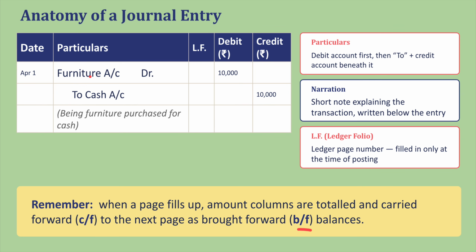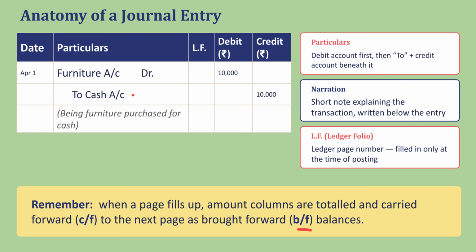Okay, next, which account is being credited here? Cash account. Why? Cash is also an asset, but there is a reduction of cash. I have paid cash to buy furniture, right? So the 10,000 will be reduced from the cash. So a decrease in assets will be credited. So when you are writing the credit account, you leave a small space in the beginning, and then write 'To', then cash account, then you will write the amount in the credit column.